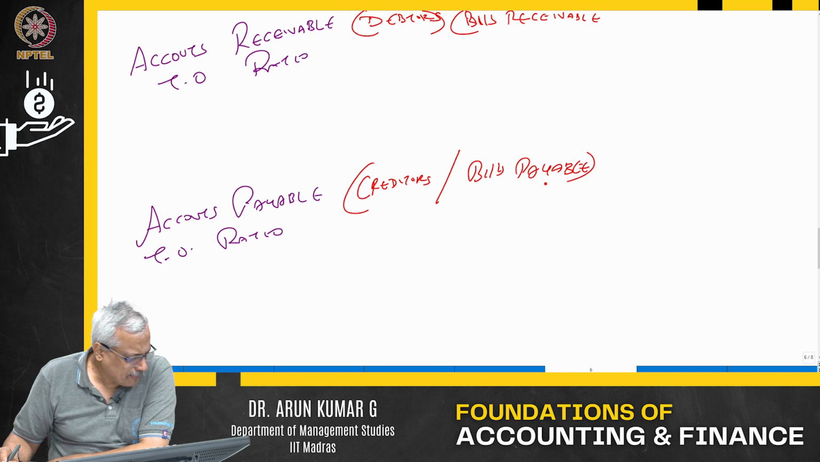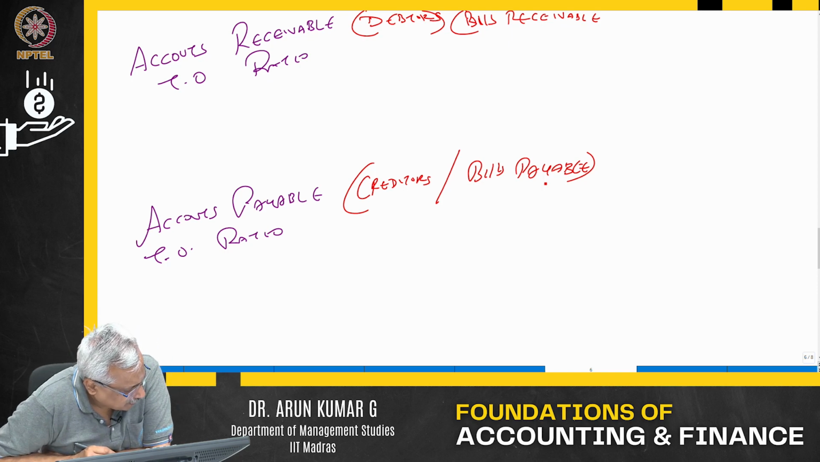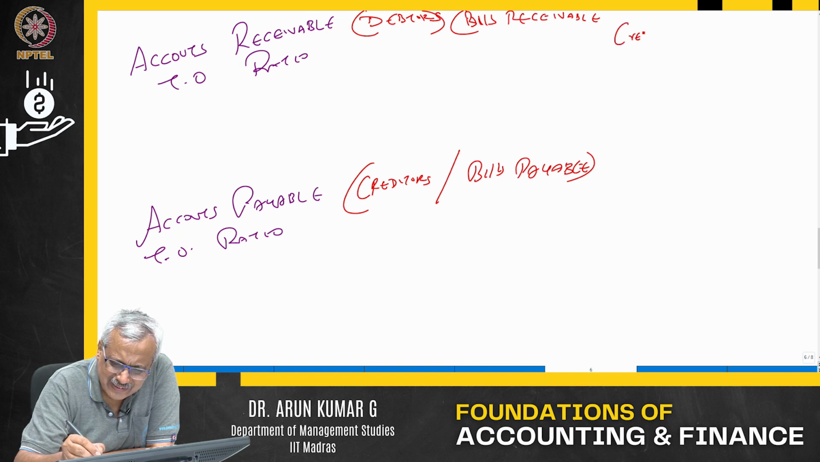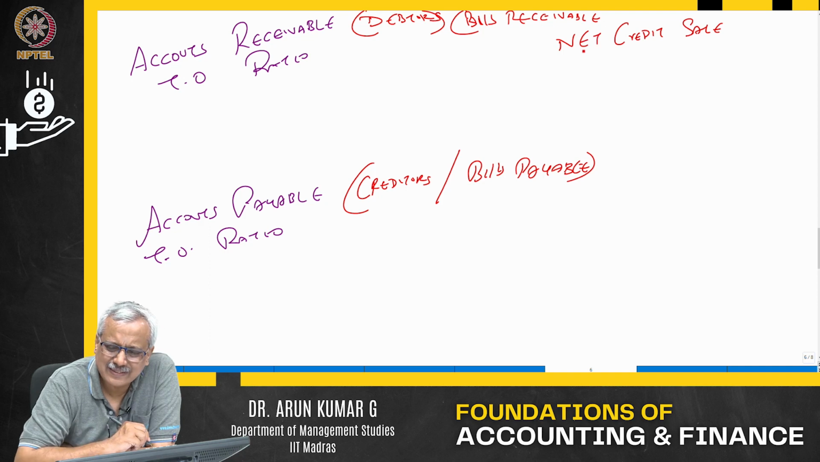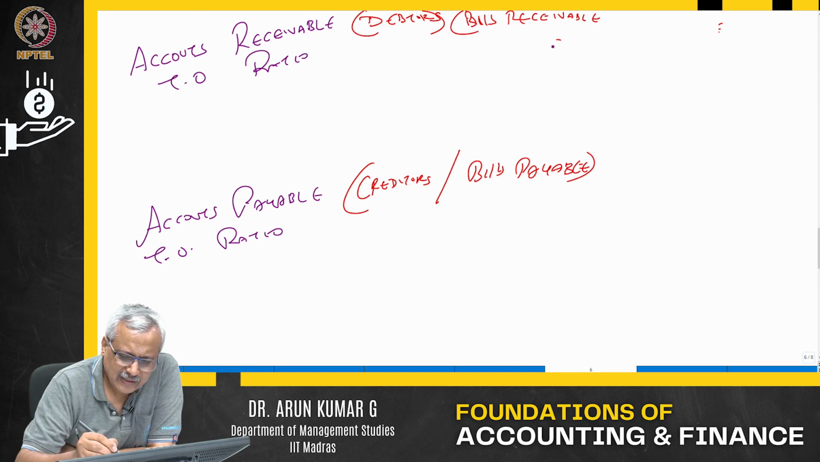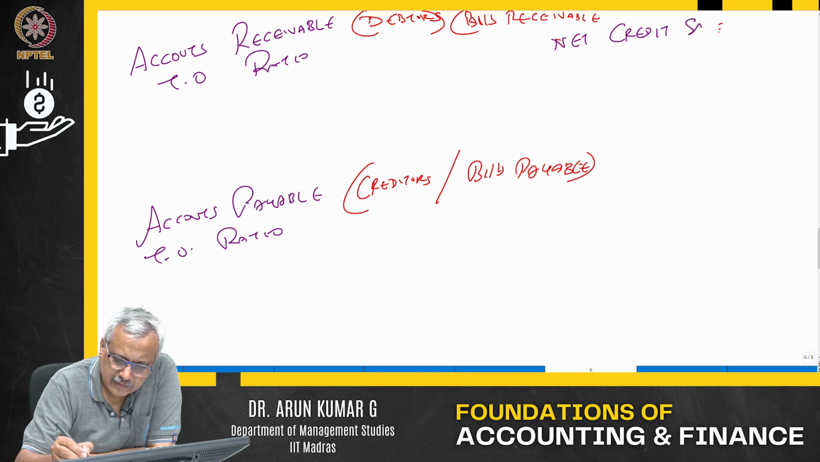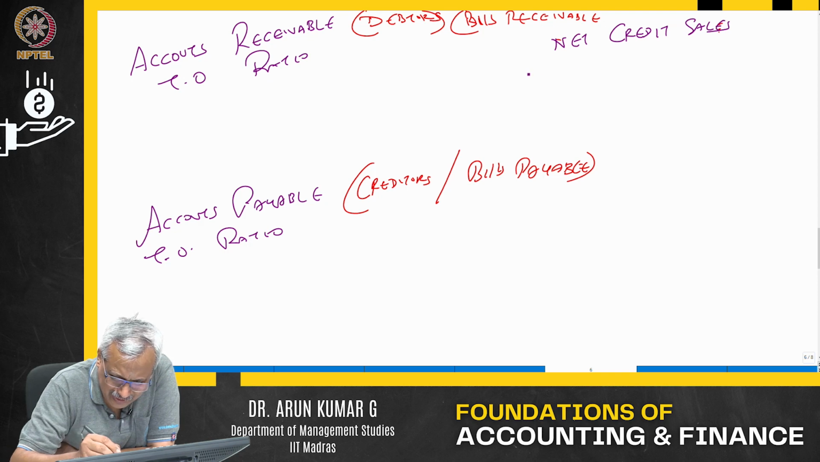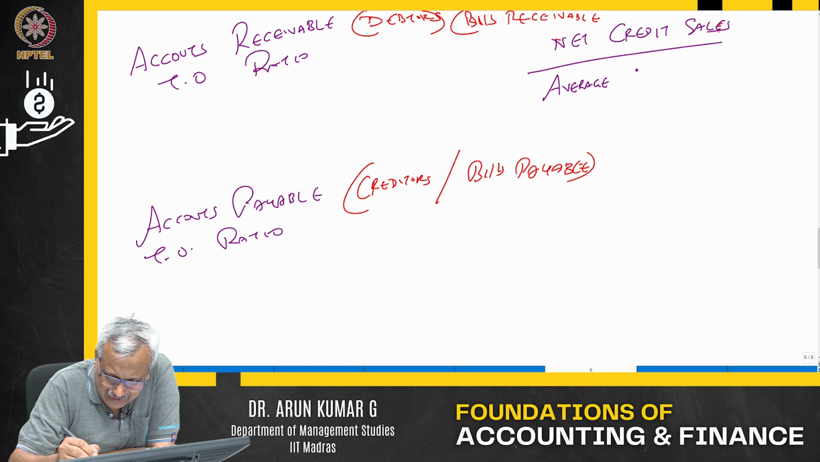Now, what happens when we look at accounts receivable? I am looking at credit sales, net credit sales. Let me use a different color out here, so it is easier. Net credit sales by my average receivables.